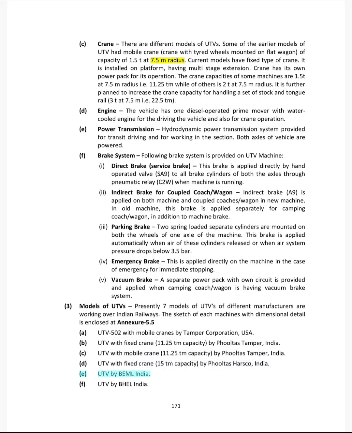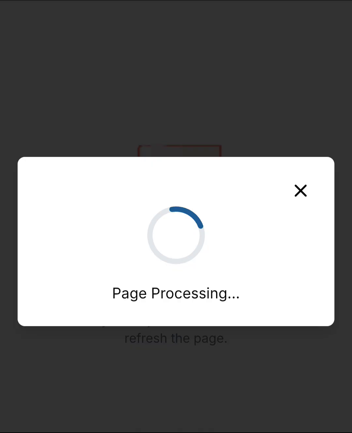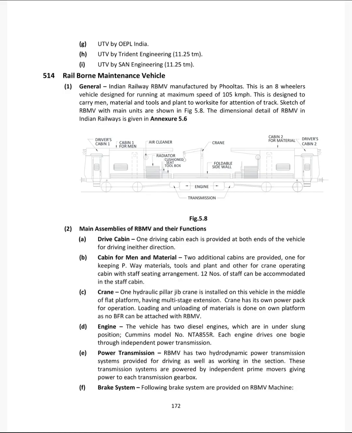E. UTV by BML India. F. UTV by BHEL India. G. UTV by OEPL India. H. UTV by Trident Engineering, 11.25 tm. I. UTV by SAN Engineering, 11.25 tm. 5.14 Rail-borne maintenance vehicle.